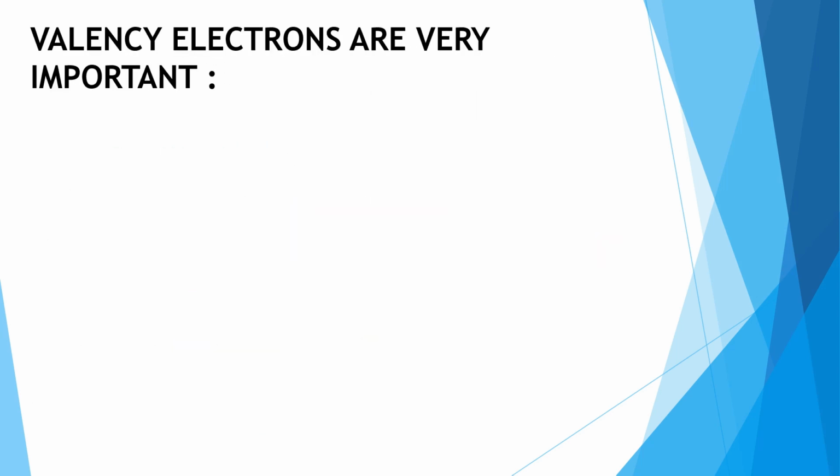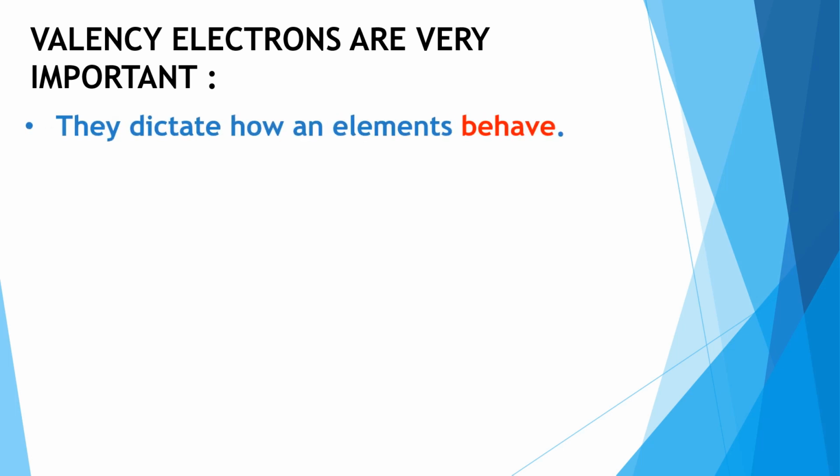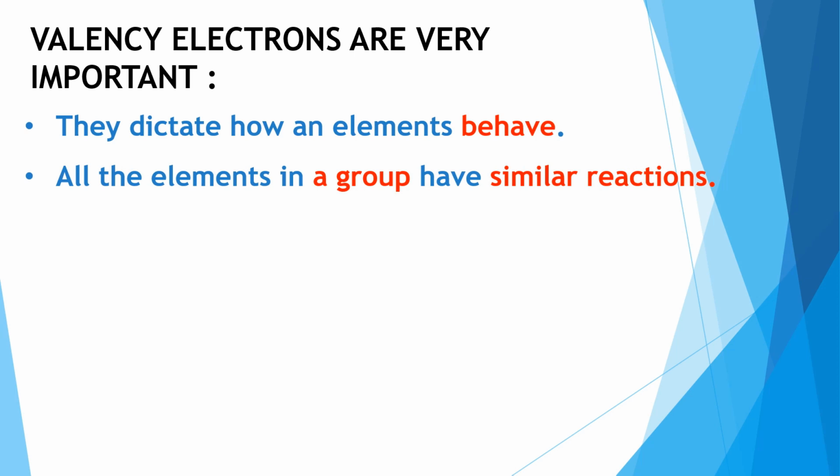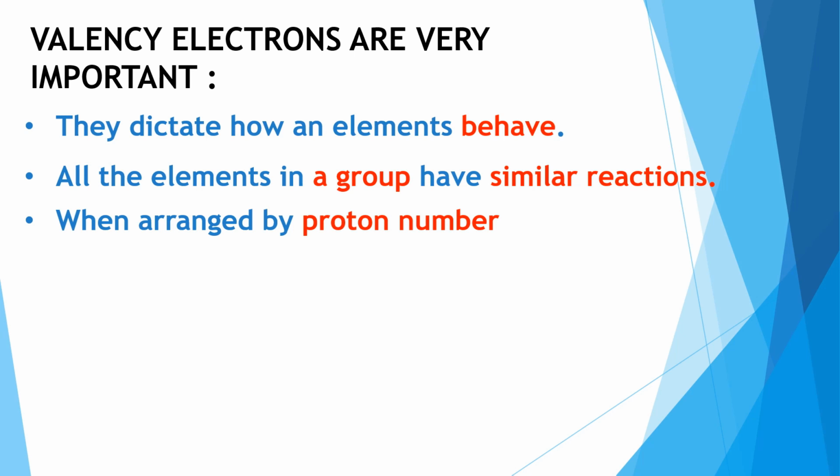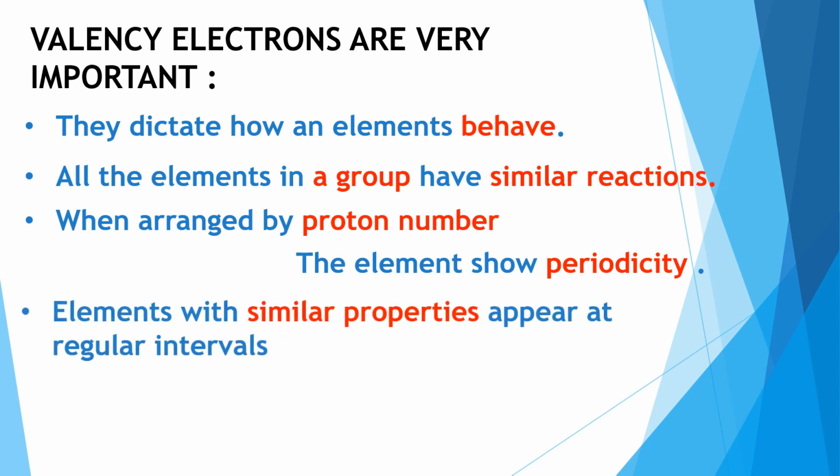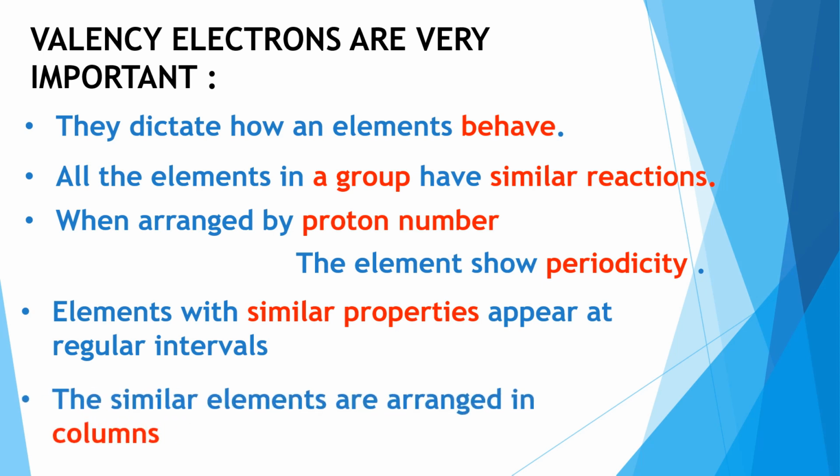Valence electrons are very important. Why? They dictate how an element behaves. All the elements in a group have similar reactions. When arranged by proton number, the elements show periodicity. Elements with similar properties appear at regular intervals. The similar elements are arranged in columns.